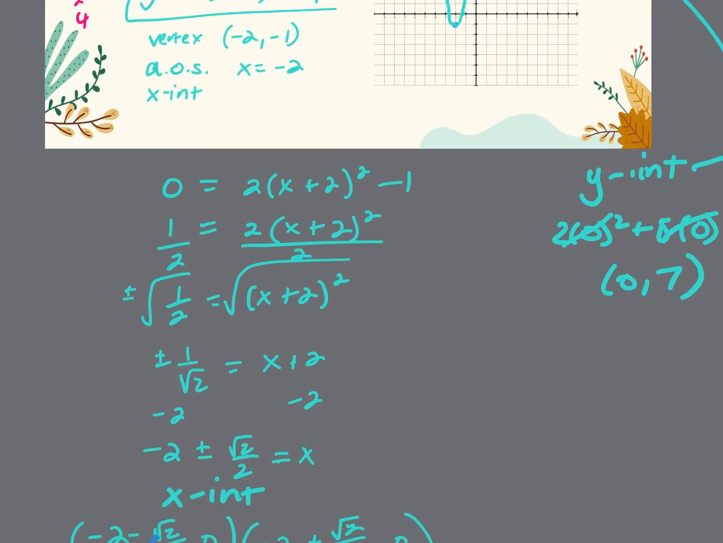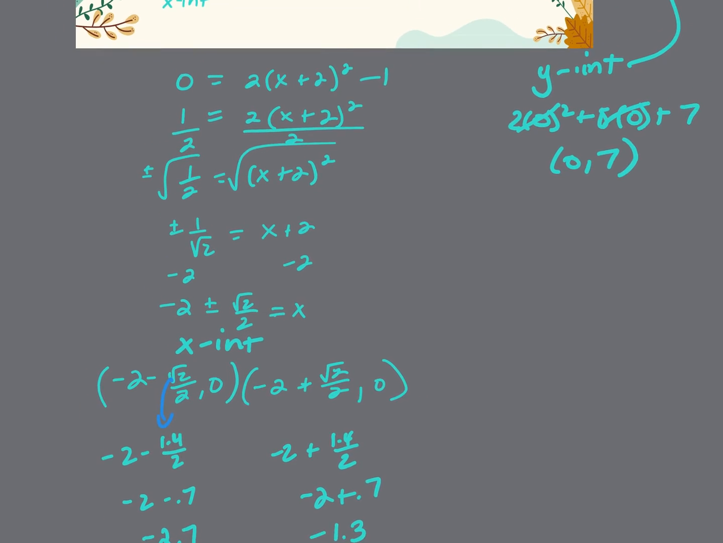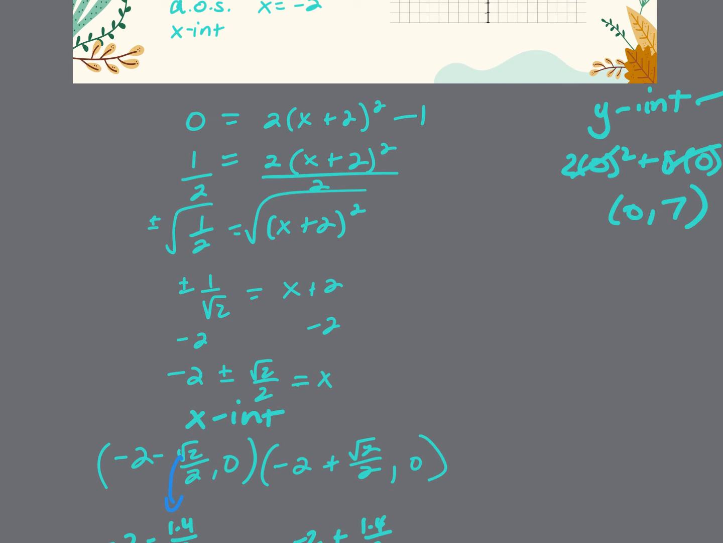The x-intercepts, if you use the initial one, it wasn't factorable, so you would have had to use quadratic. If you use the standard form, that's what's here on the left-hand side. So it would have been 0 equals 2(x plus 2) squared minus 1, add the 1, divide by 2, square root both sides, and I end up with plus and minus 1 over the square root of 2, and then subtract the 2. And these are your exact x-intercepts.